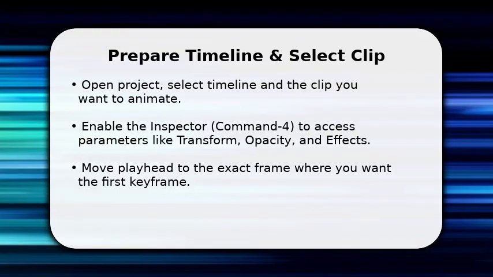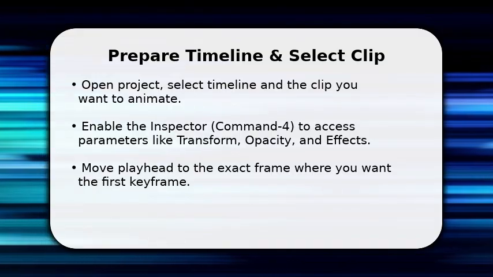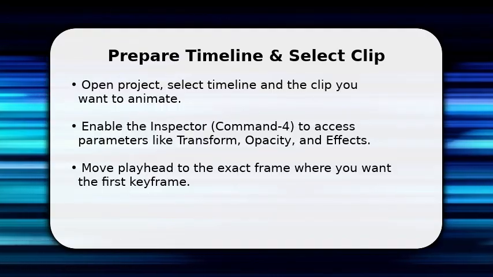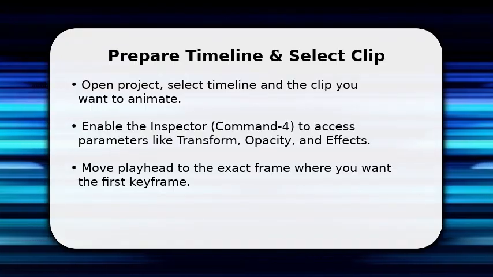Once done, expand the parameter you'll animate and look for the keyframe diamond or the Add Keyframe button. Hit that to create the initial state. Make sure you're precise, because that first keyframe defines the starting value for the motion.